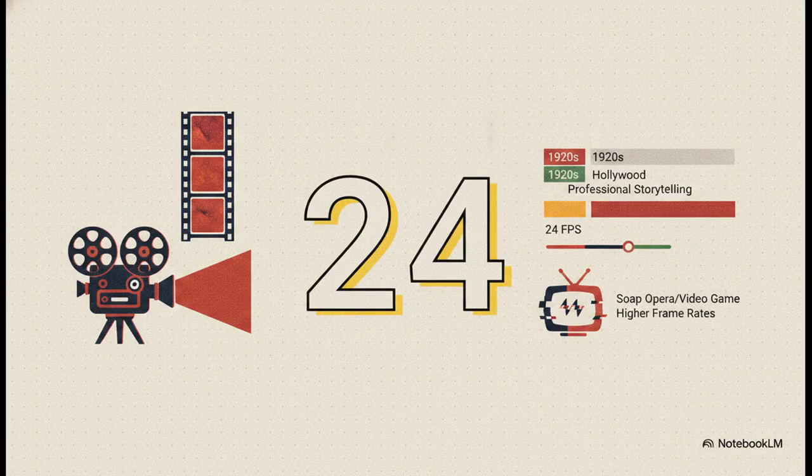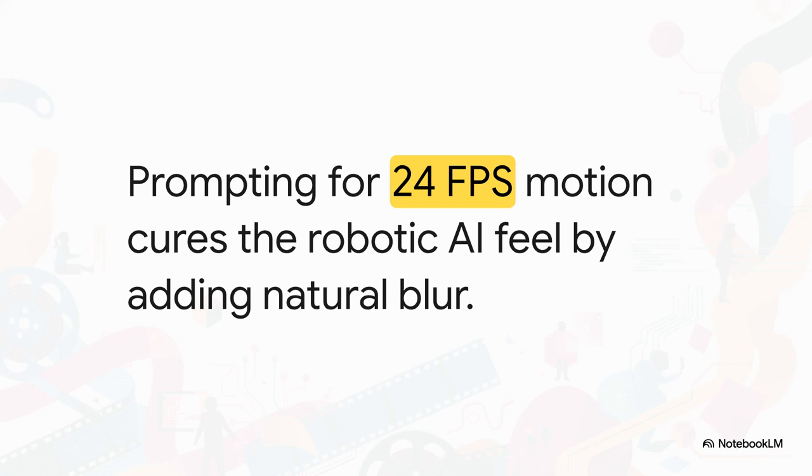Moving right along to Section 2, mastering cinematic motion. Take a second to think about this specific number, 24. 24 frames per second. This right here is the undeniable standard for Hollywood movies. Ever since the 1920s, our eyes and our brains have been conditioned to associate 24 frames per second with professional storytelling. So when AI tools default to smoother, higher frame rates, or sometimes uneven ones, it immediately feels like a soap opera, a video game, or just a weird glitch. But by explicitly prompting for 24 FPS motion in your tools, you're ensuring your transitions move with that organic, familiar cadence of a professional film.